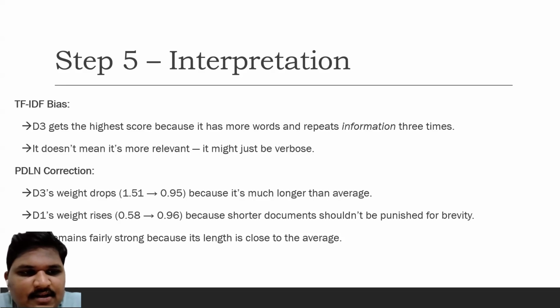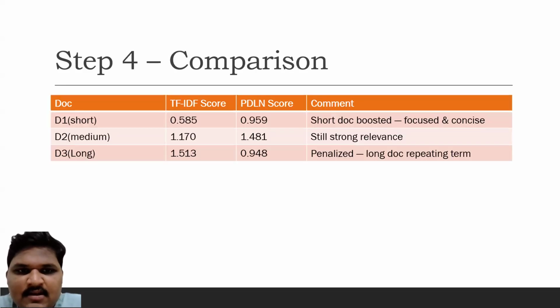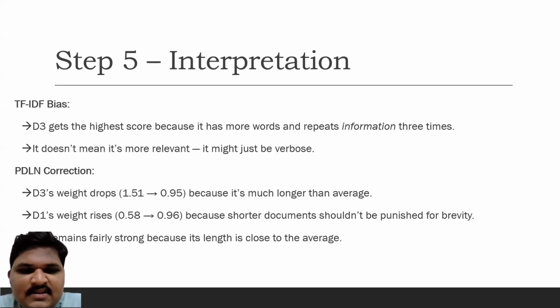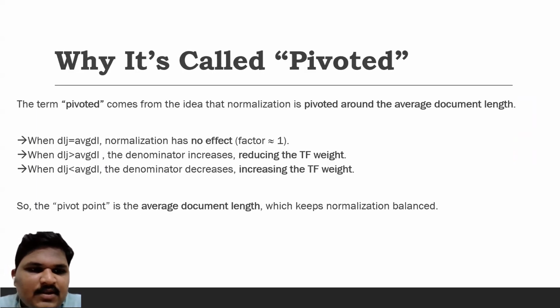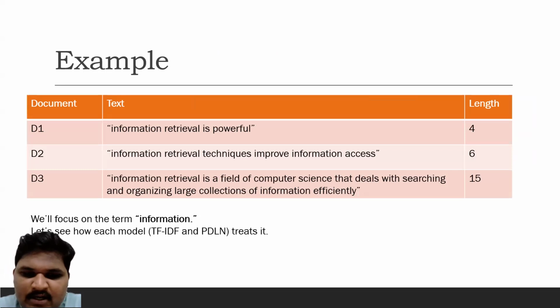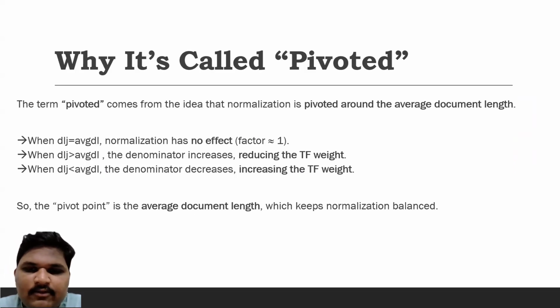And with PDLN correction, D3's weight drops from 1.51 to 0.948 because it is much longer than the average. Here we have seen the conditions. When the document is greater than the average document length, we reduce the TF weight. When it is less than the average document length, it will increase the TF weight. When it's equal, the normalization has no effect.